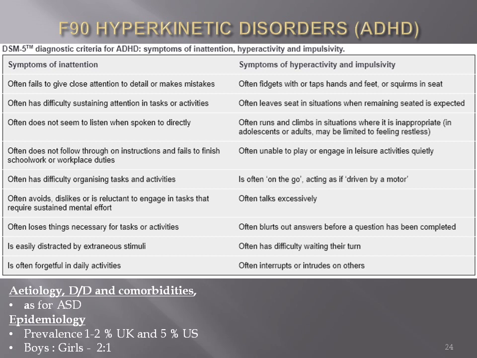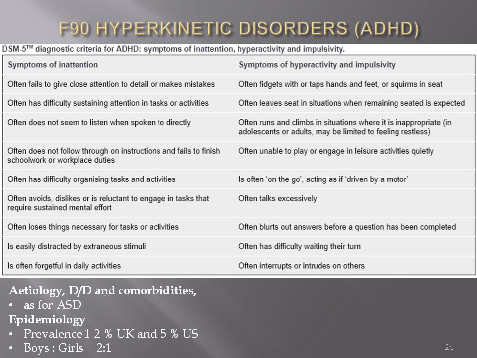The epidemiology of ADHD is that it is 1 to 2% in the UK and 5% in the United States. It may be more diagnosed in the United States because of the age limit, as we can diagnose even after the age of 6. However, in the ICD-10, in the older classifications, we could not diagnose it after the age 6.